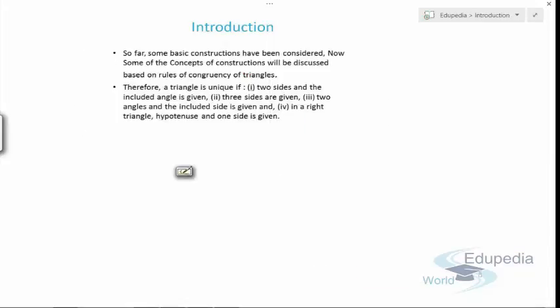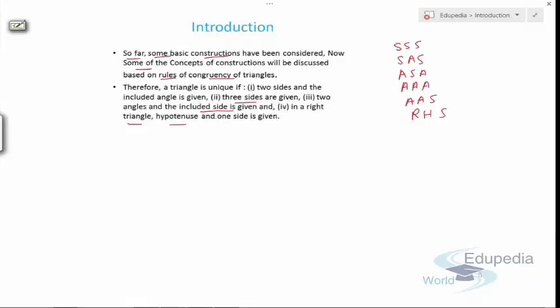Now, so far we have studied some basic construction. Now some of the concepts of constructions will be discussed based on rules of congruency. Now let me write the rules of congruency. So we have basically learned these rules. Let's say SSS, SAS, ASA, or we can say AAS, or angle side, and RHS, right? Therefore a triangle is unique if two sides and the included angle is given, or three sides are given, or two angles and the included side is given, or right angle, hypotenuse and one side is given.